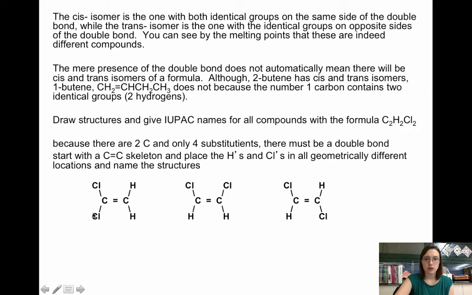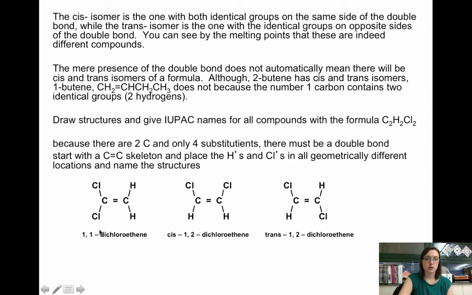And so you have the chlorines on the same carbon. This isn't an isomer at all. These are just chlorines on the same carbon. You have chlorines on the same side of the double bond but bonded to different carbons. And then you have the chlorines bonded to different carbons but on opposite sides of the double bond. Now that you have these structures, see if you can name these.